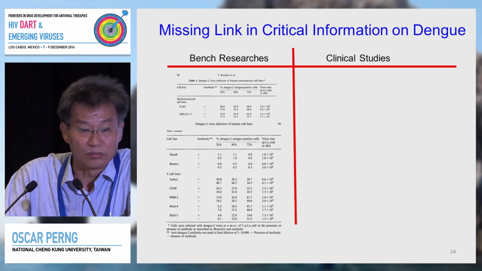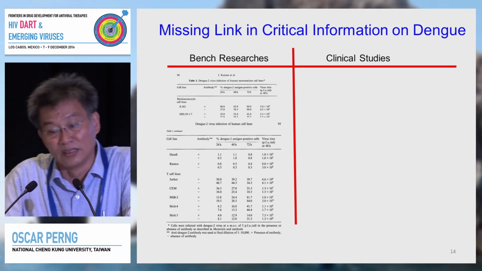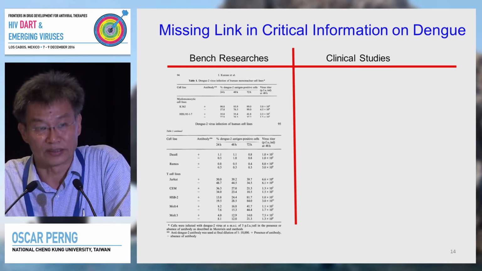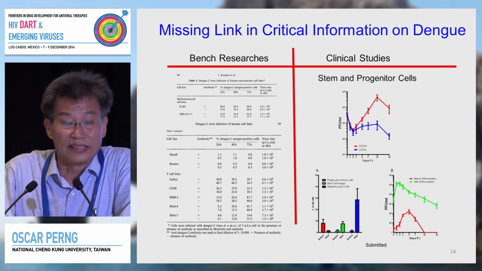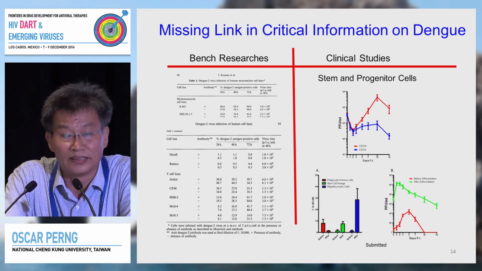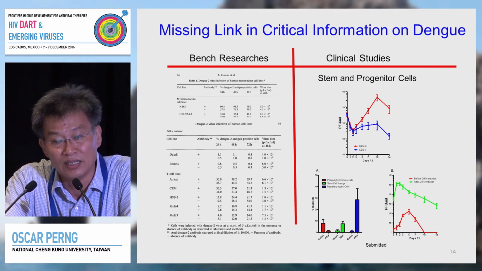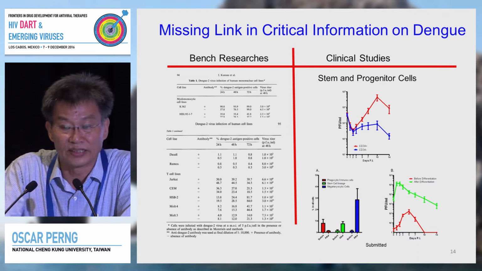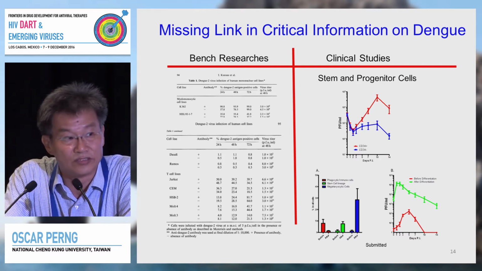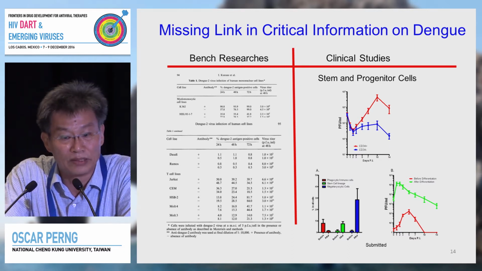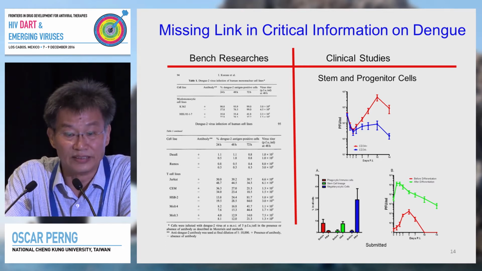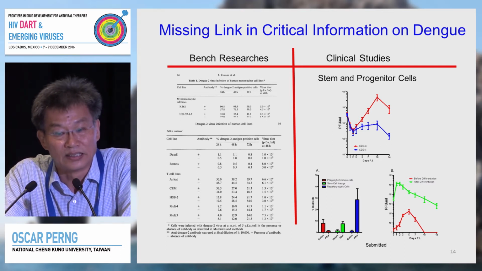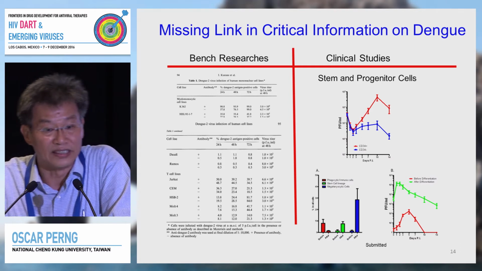Okay, people have done that. There's this table that lists about 23 different kinds of cells that can be infected by dengue virus. But in clinical settings, it's difficult to find these cells being infected in patients. What we found is that the stem cell is easily infected by dengue virus, and also the megakaryocytic cell, if you differentiate them from the bone marrow, they get infected very easily. So we think the stem and progenitor cell is probably the missing link here.